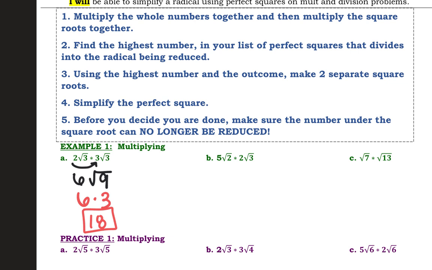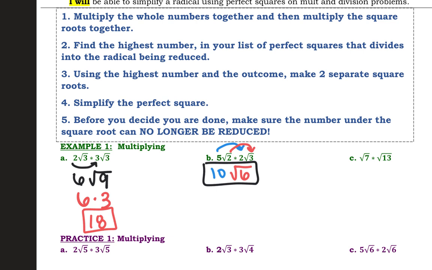So let's do the same thing with B. What are the whole numbers? 5 and 2. 5 times 2 is 10. All right, now let's do the square roots. What's 2 times 3? 6. Can we break down the 6? No, right? So can I do anything else at this point? No, so you're done. So sometimes it's 1 step, sometimes it's 3 steps. It could be 6 steps. It just depends on the problem.